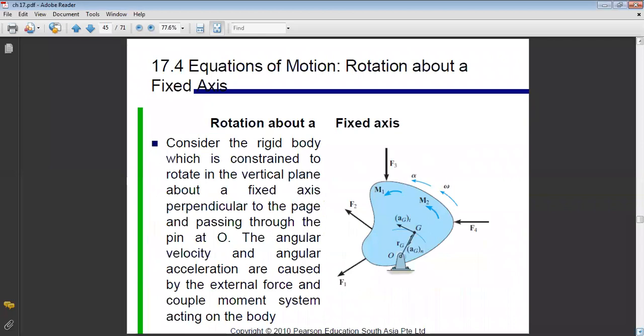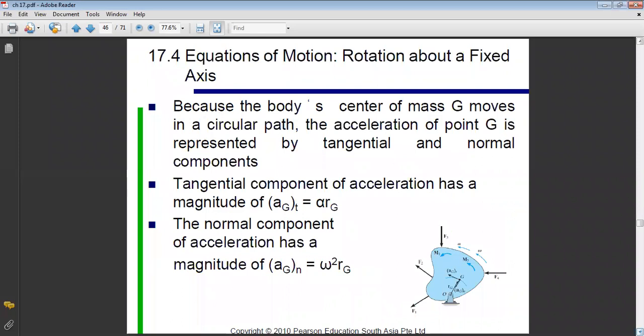Now, we will consider equation of motion for rotation about a fixed axis. Okay? So, if we consider rotation about a fixed axis, we can write the following relations. First, sum of moment about G is IG alpha. And the acceleration of G will be divided into normal and tangential components. Why? Because when we have pure rotation, then G is rotating about a fixed point. So G is moving on a circle.